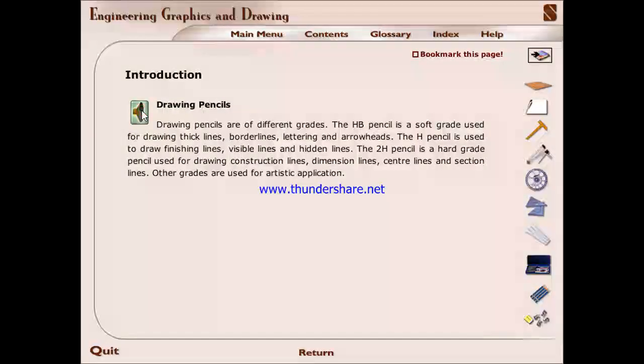Drawing pencils. Drawing pencils are of different grades. The HB pencil is a soft grade used for drawing thick lines, border lines, lettering and arrowheads. The H pencil is used to draw finishing lines, visible lines and hidden lines. The 2H pencil is a hard grade pencil used for drawing construction lines, dimension lines, center lines and section lines. Other grades are used for artistic applications.